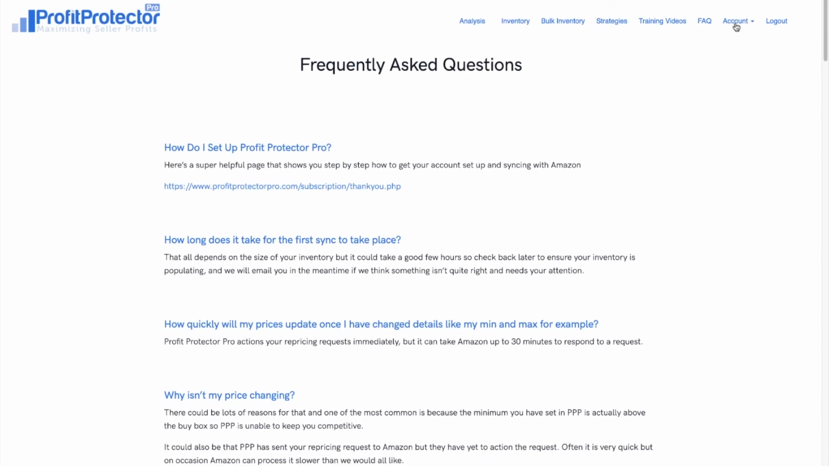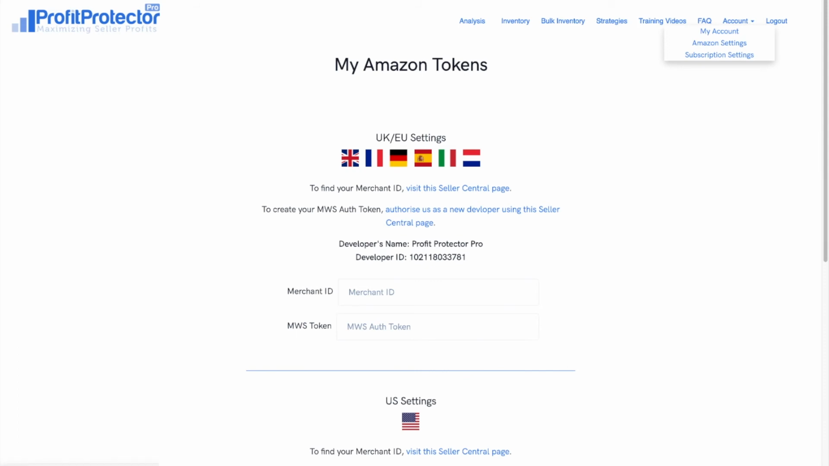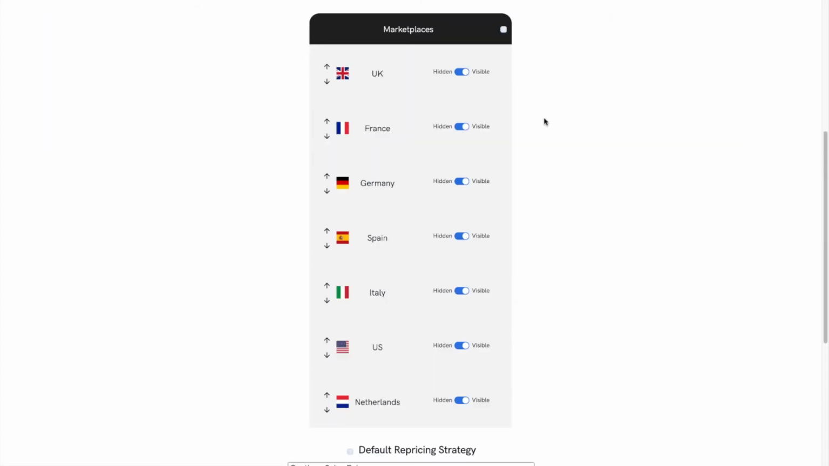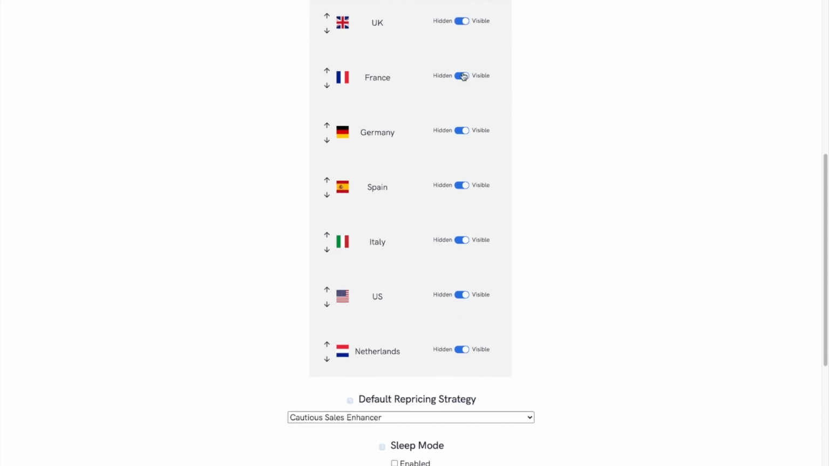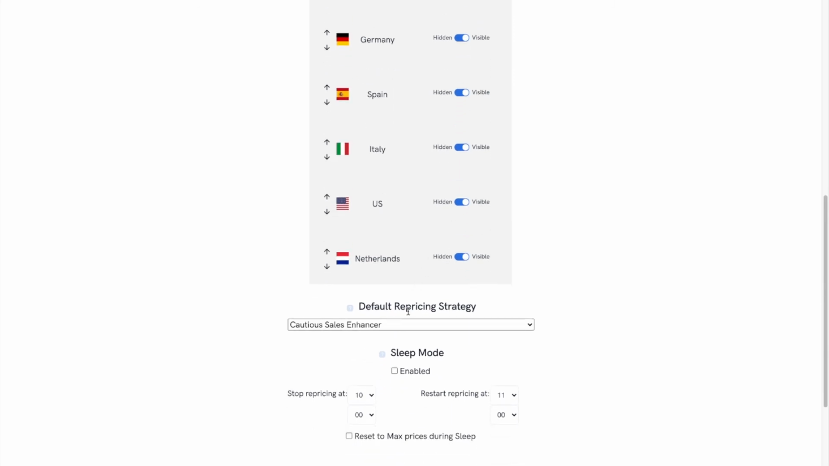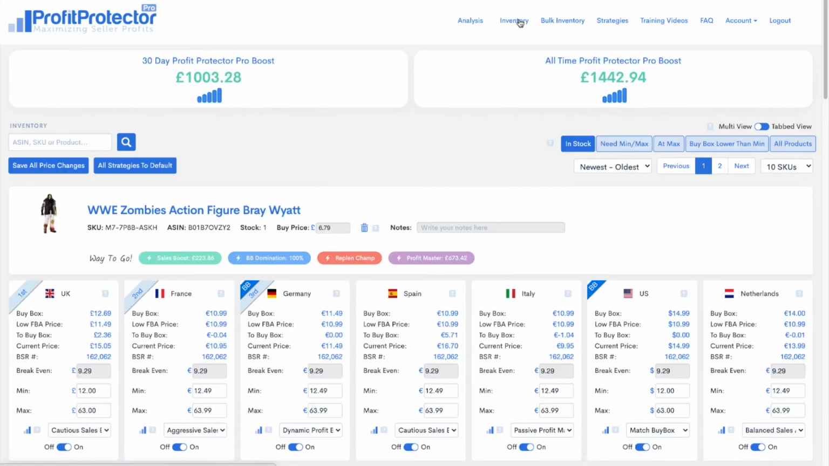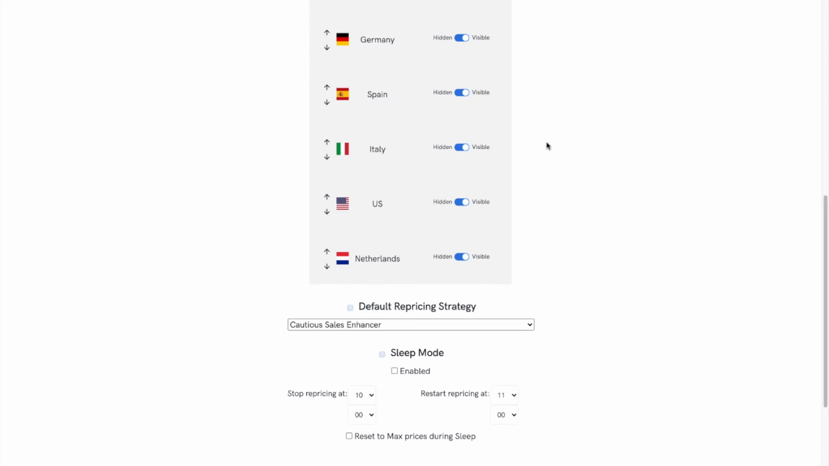So if we go into account and then you click my account, that'll open up this page here. And what you can see here is you've got your marketplaces. So you can hide any marketplaces that you don't sell in so they're not in your way. And you can change the order that they show as well on your inventory page. So you can just hide them or make them visible as you prefer. So your default pricing strategy, as we talked about when we were on the inventory page, we talked about setting all strategies to default. And what that does is here you can choose which repricing strategy you wish to be your default.